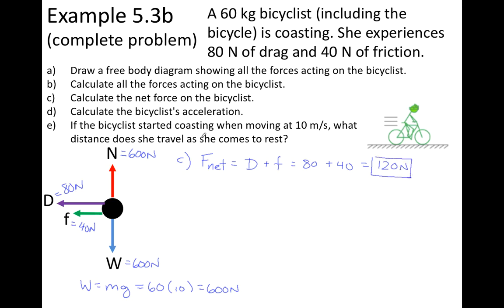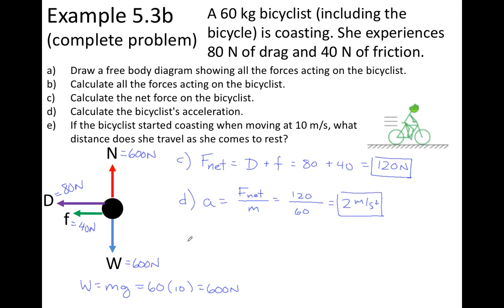Okay. In part D, we want to calculate the acceleration. So the acceleration is going to be the net force divided by the mass, and I know both of those numbers. It's 120 newtons divided by 60 kilograms, and that gives a value of 2 meters per second squared.